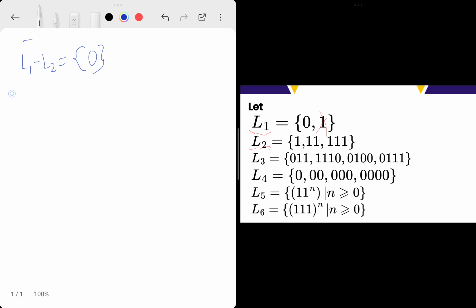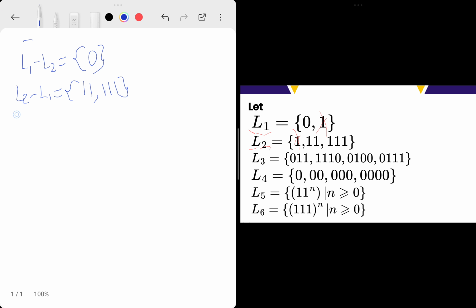So, mabilin diri is 0 na lang. Okay, so how about L sub 2 minus L sub 1? So, L sub 2, so ang common nila no kay 1 man. So, ang mabili na lang is 1, 1, 1, 1, 1. Okay, so yung ana na lang mabilin.